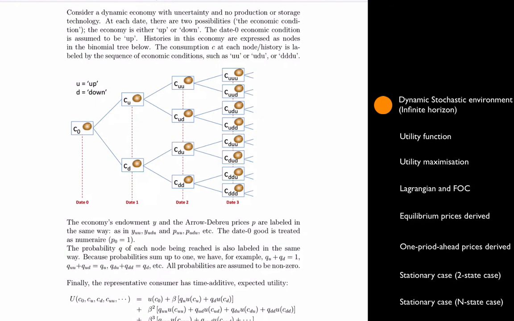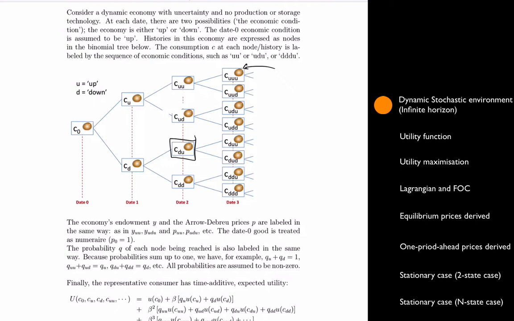Node is the combination of the date and the state. And the node is labeled by the partial sequence of economic shocks that have realized before reaching that particular node. For example, we call this node node U. This one node UU, up, up. This one node UUU. This one node DU, and so on.